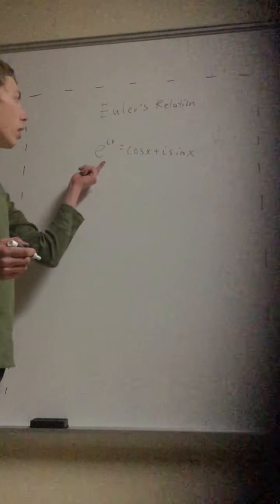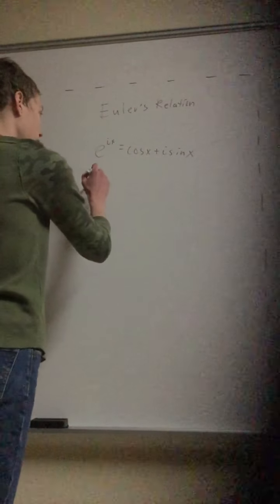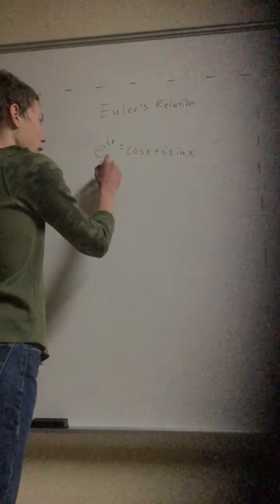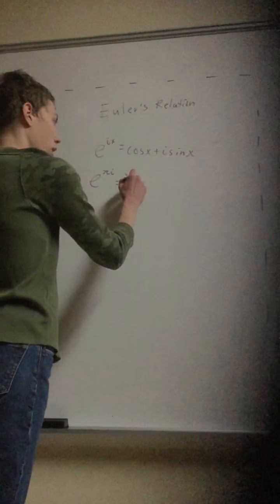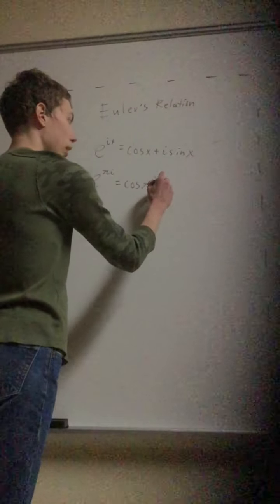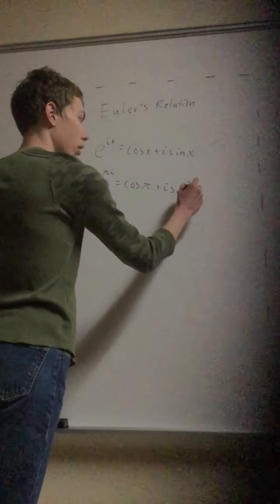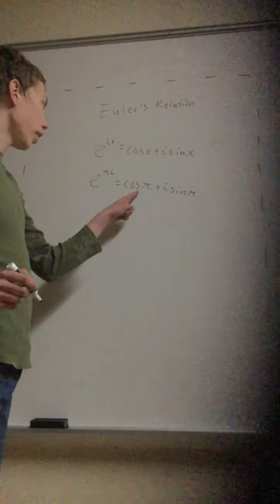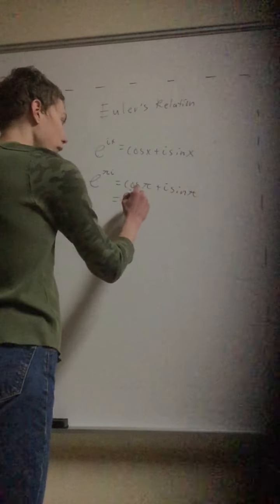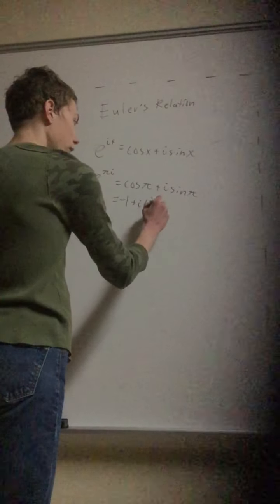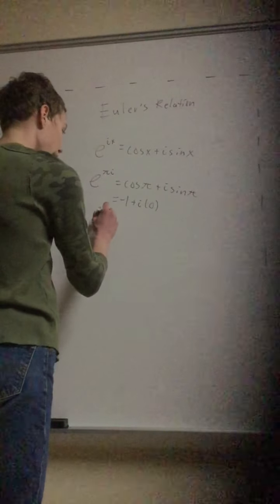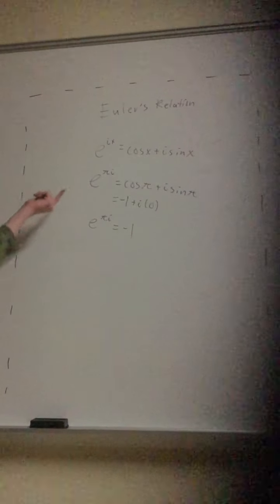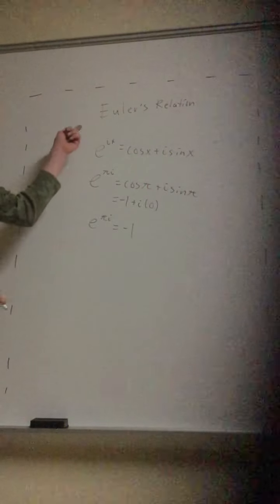So the very last thing to do is remember we do this in radians. So we could just plug pi in, and e to the pi i equals cosine of pi plus i sine of pi. Remember that pi is 180 degrees, so you can see from the unit circle, cosine of pi is equal to -1, and sine of pi is equal to 0. So we have e to the pi i equals -1. And that's how you figure it out, going all the way from addition to Euler's relation.